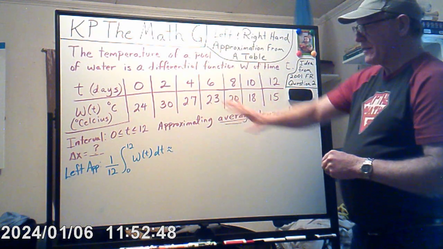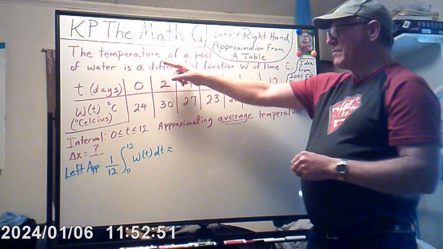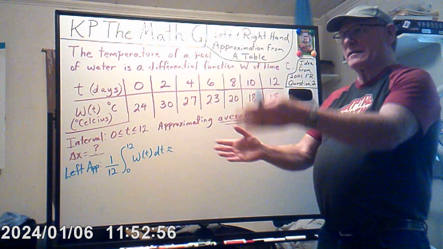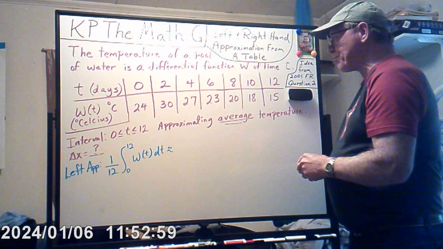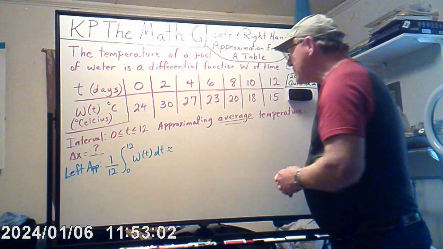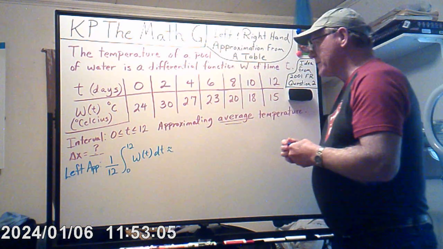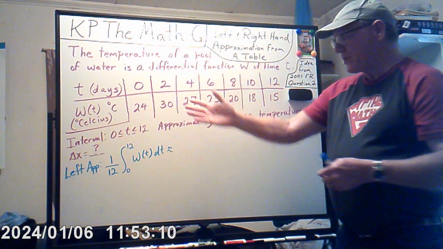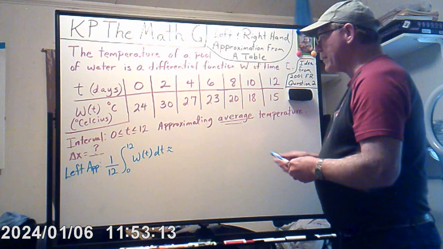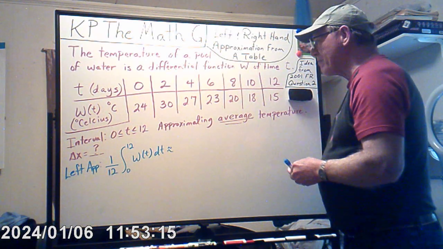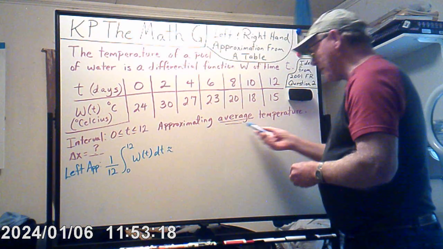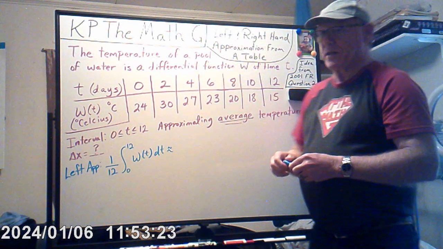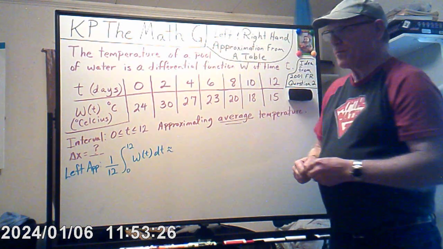So what this table represents is the temperature of a pool of water. It is a differentiable function, which means that it is continuous, because all differentiable functions are continuous. That's what we need to know here. There are no gaps or jumps in this at all. It is a differentiable function W of time t. So we're going to approximate the average temperature, and today, in this video, we're going to look at left and right hand approximations.